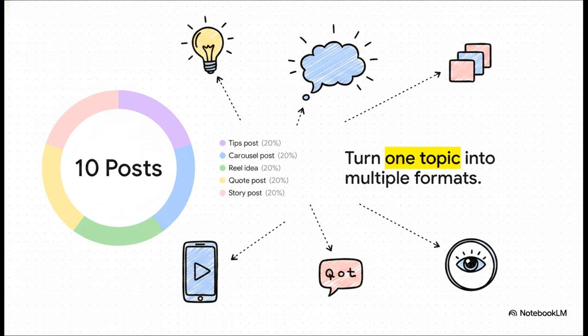On Monday, it becomes a detailed tips post on LinkedIn. Tuesday, it's reformatted into an educational, multi-slide carousel for Instagram. Wednesday, the AI distills the main points into a punchy, short-form reel script. Thursday, it pulls out a motivational quote post. And Friday, it generates interactive story polls to engage your followers.